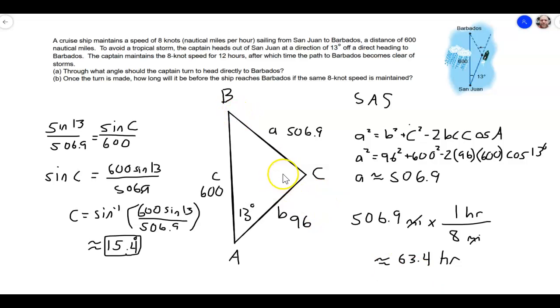And so let me put this in here, 15.4. We can pretty easily find this angle. That's going to be a huge angle, right? But the question didn't even ask for that.